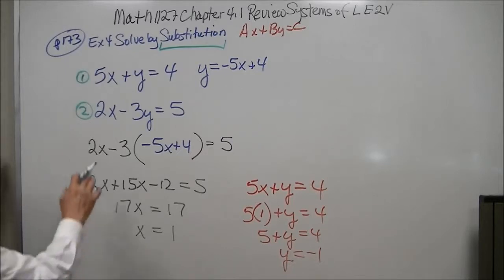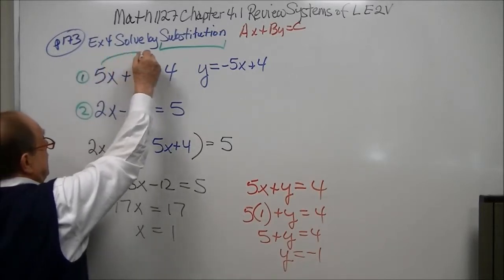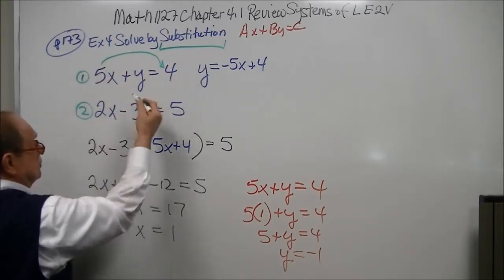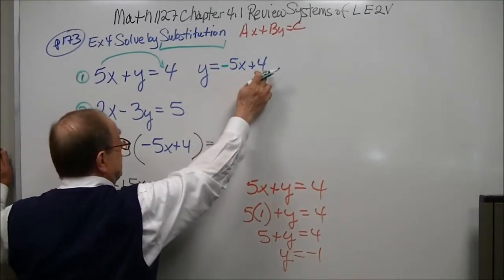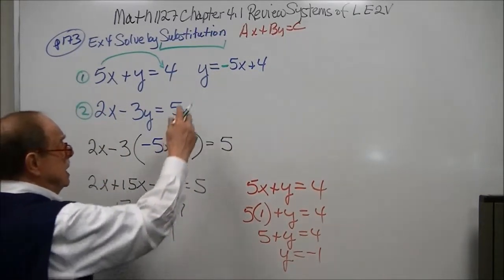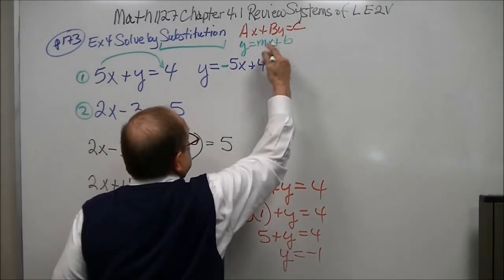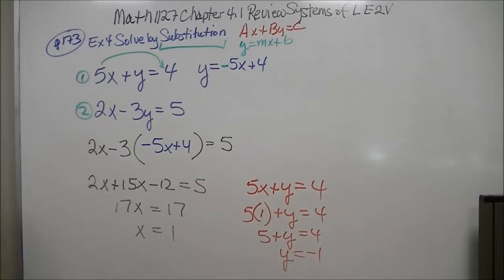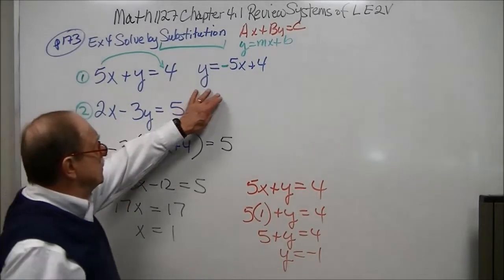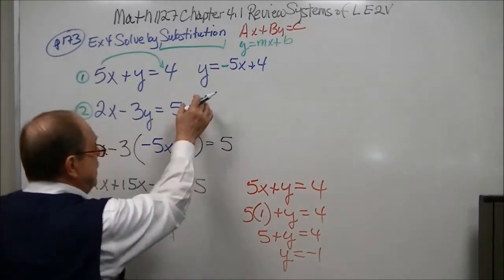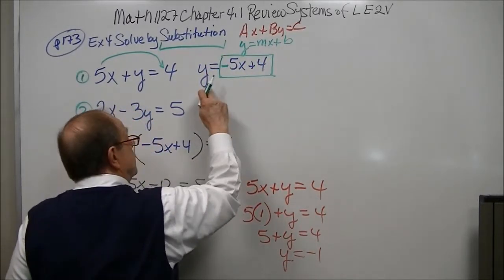Now, what we do then is solve for y. And we do so by taking the 5x, bringing it over, transposing it, it changes its sign. It now becomes y = -5x + 4. Now remember, this one now is in slope-intercept form. Just as a little review. Now we know our slope is -5 and our y-intercept is 4. But we've solved it for y. So we say y equals this. So this is a value for what y is.